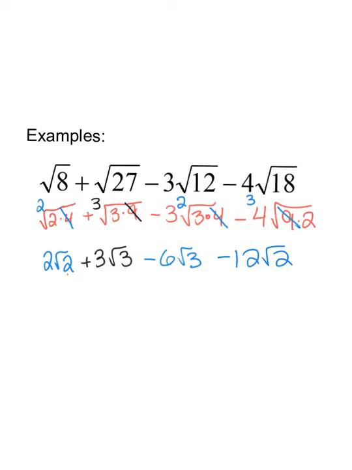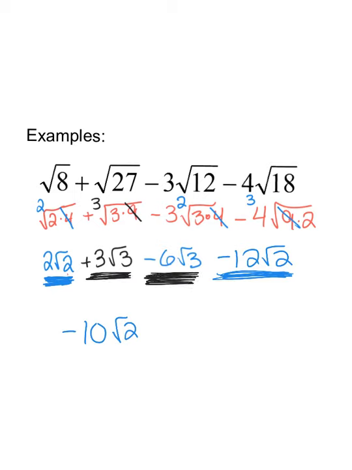Now if I look, and I should have been better with my colors and my pen choices here, this is a radical 2, and this is a radical 2. So I can combine them. 2 minus 12 is negative 10 radical 2. Then if I look here, this is a radical 3, and this is a radical 3. 3 minus 6 is negative 3 radical 3.